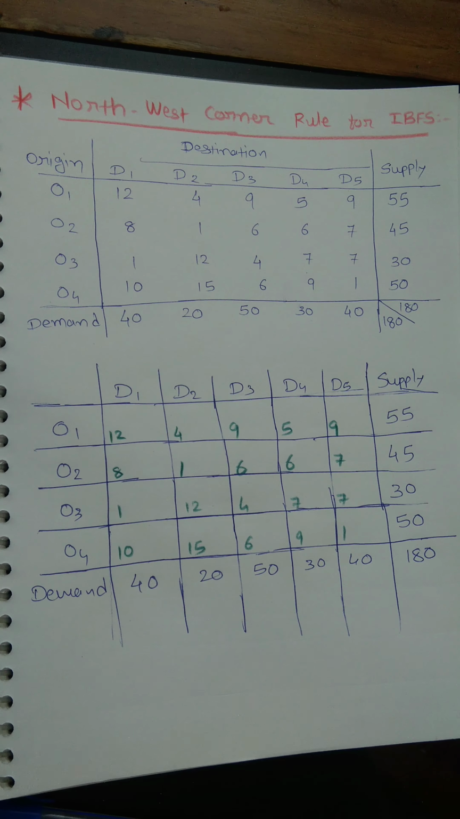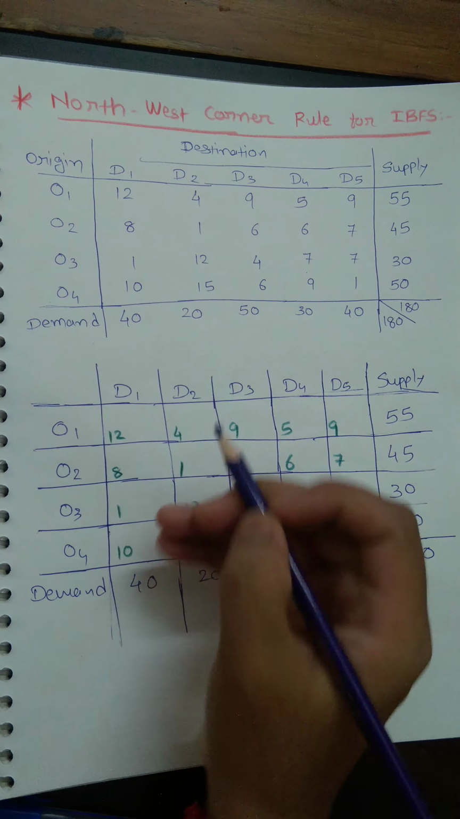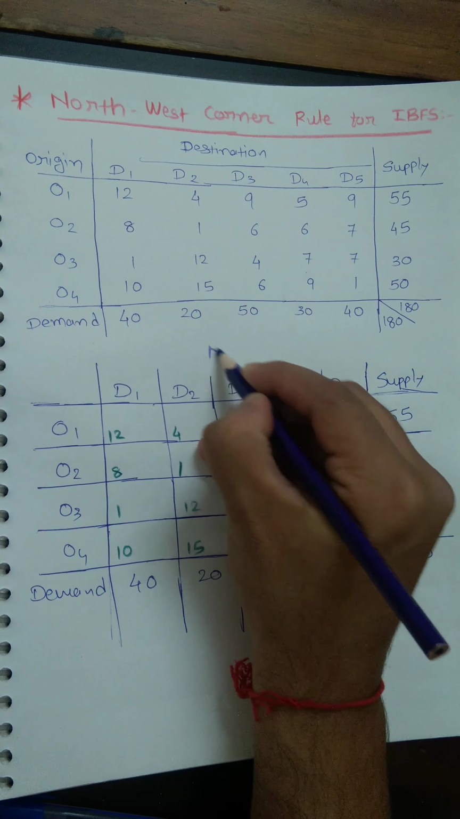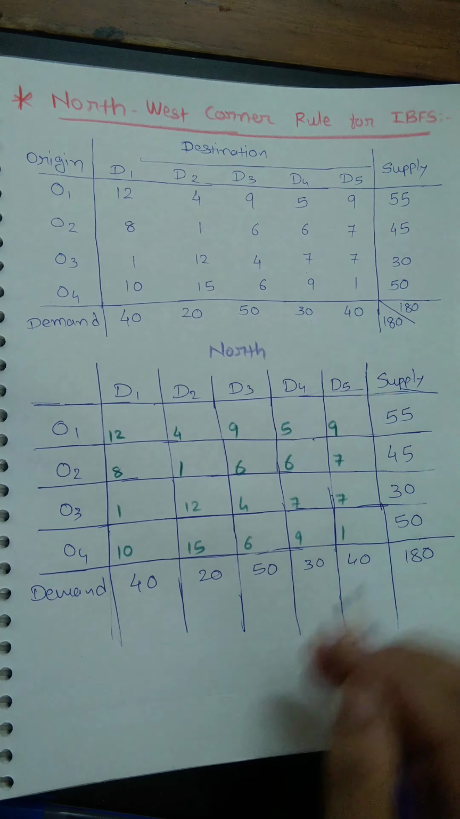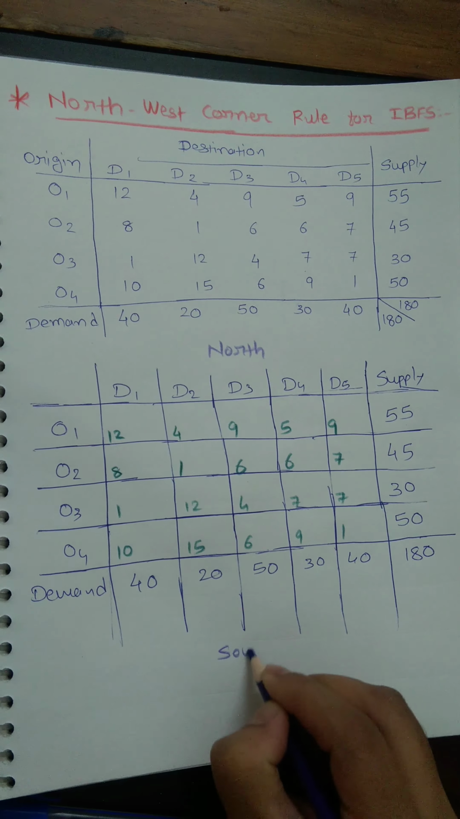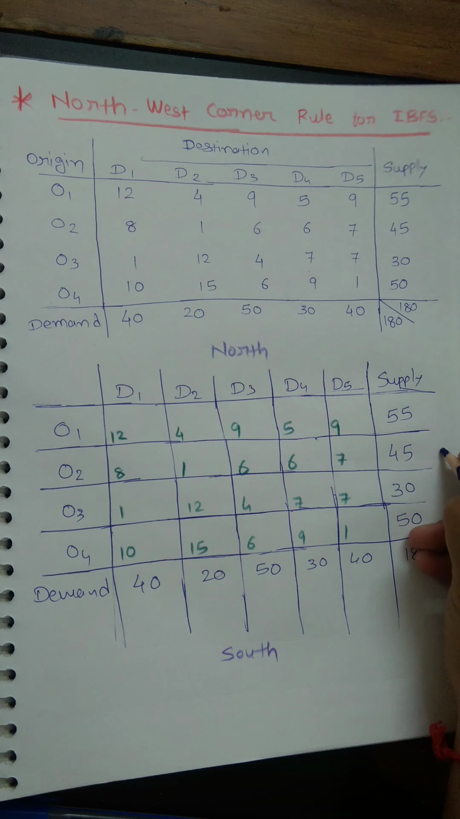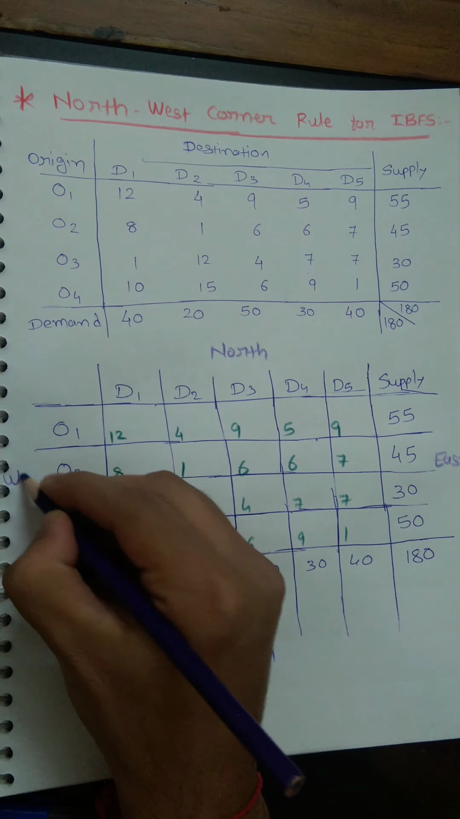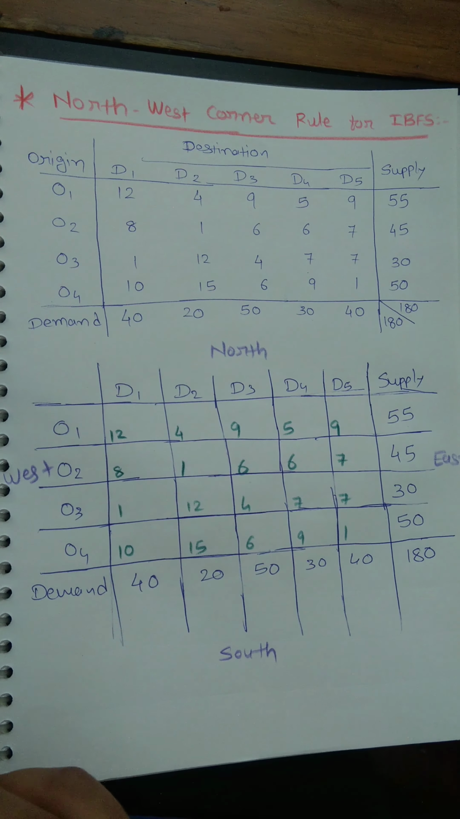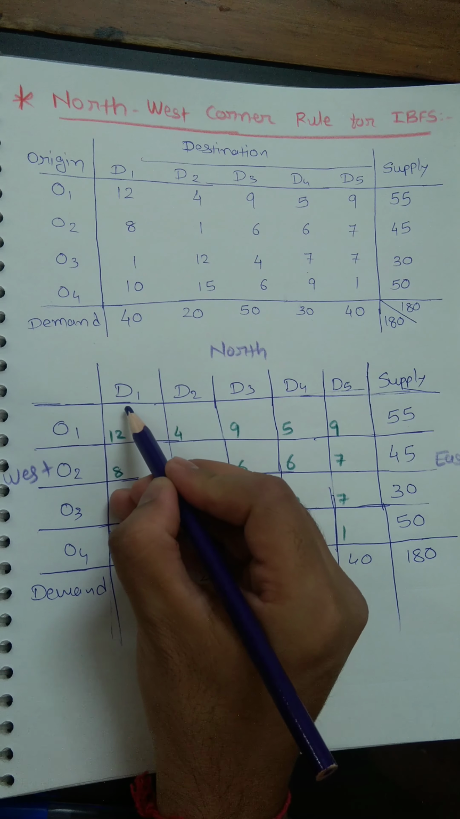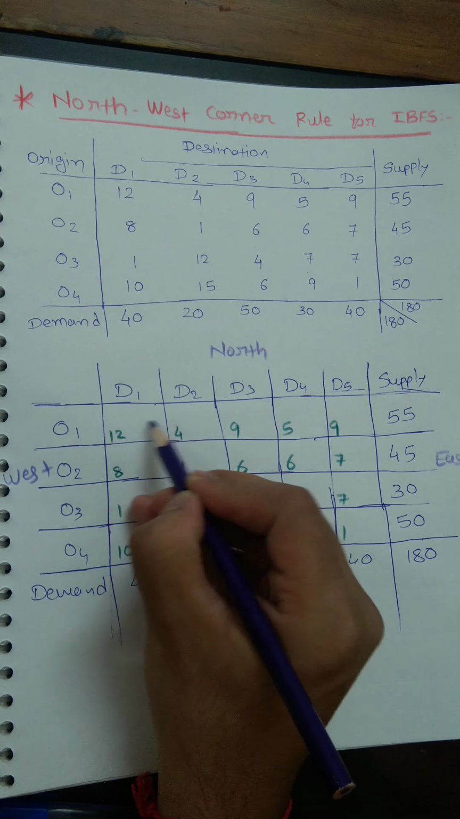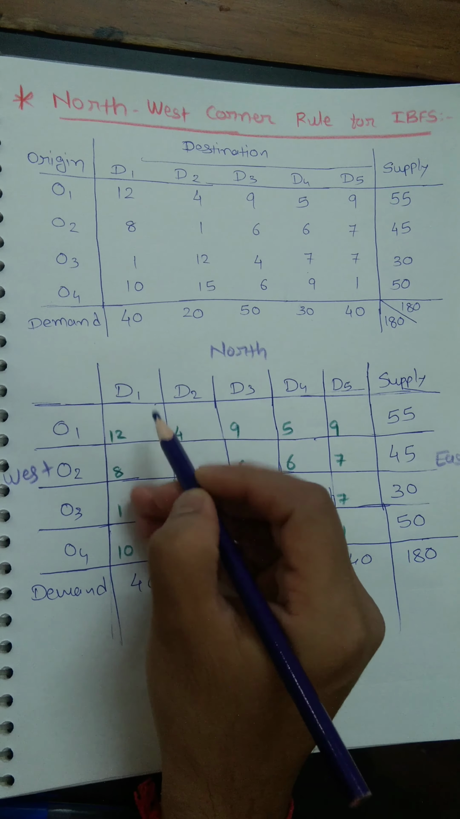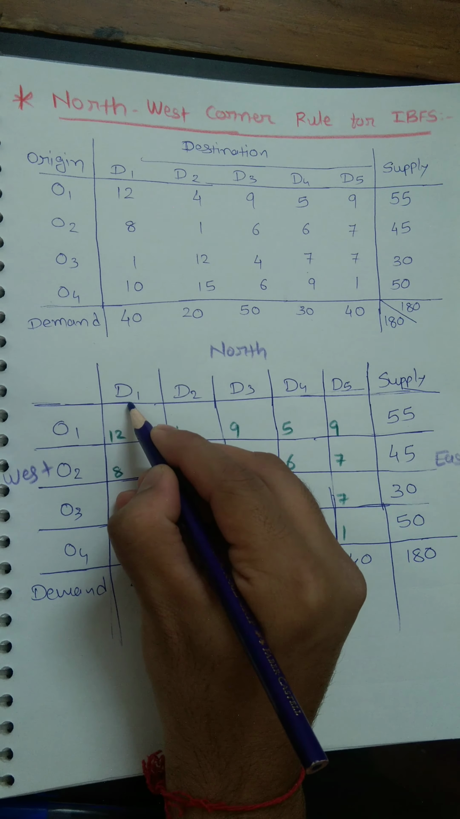Now as the method's name is northwest, that means this is the north side of the table, this is the south side, as usual direction, east of the table and west of the table. So northwest corner means we need to start the allocation from this corner. First of all we should select this cell for the allocation. Now make some box over here.